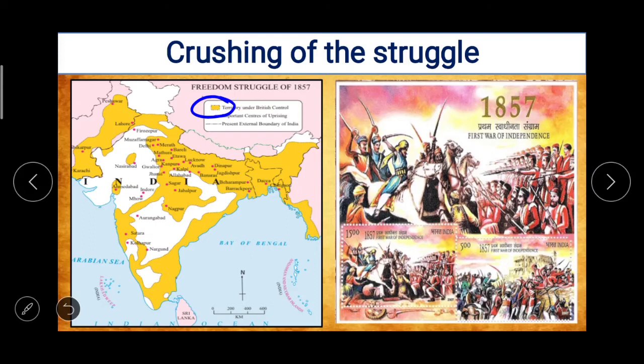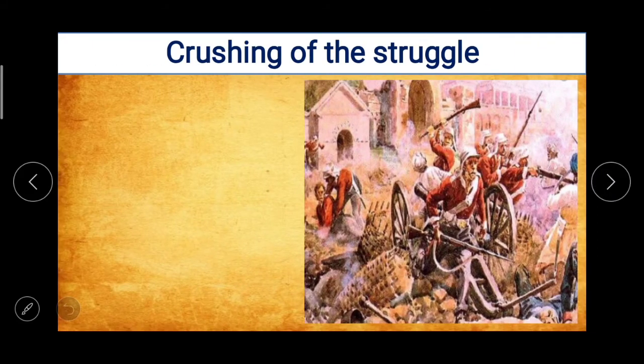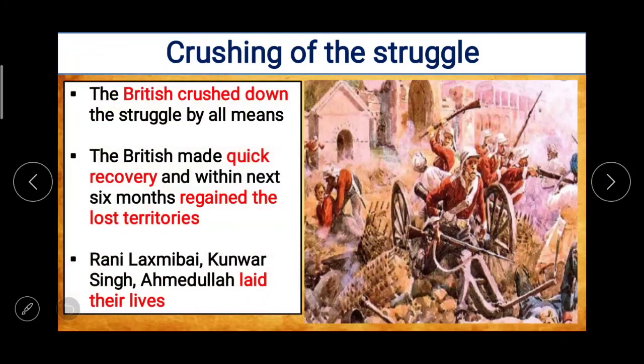So the Indians wholeheartedly fought against the British, including soldiers, zamindars, kings, commanders, and common people also, that we already studied. The Indian sepoys started the freedom struggle before the fixed time, and initially they succeeded, but the military strength and administration of British rule was vast. So the British crushed down the struggle by all means.